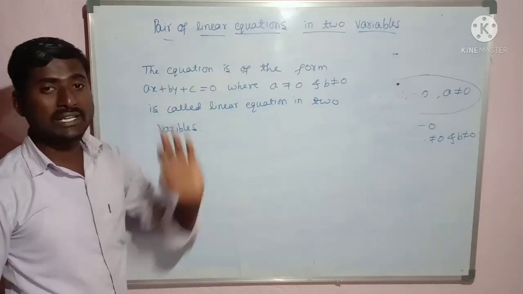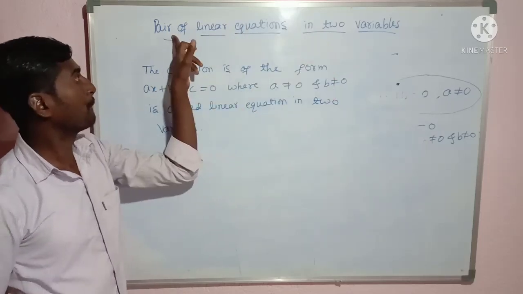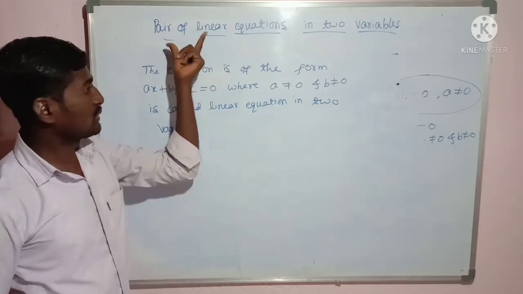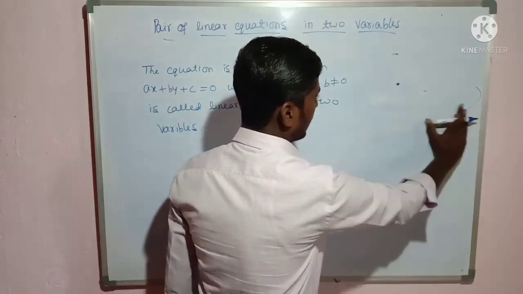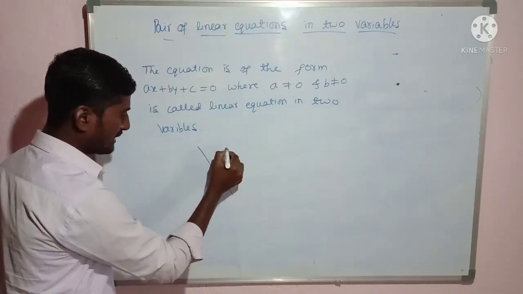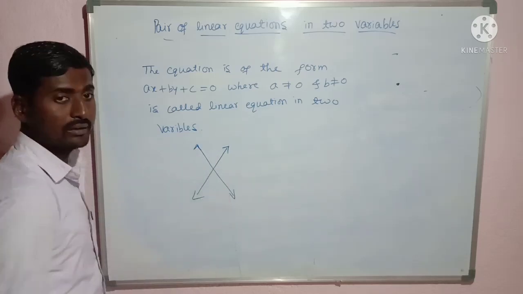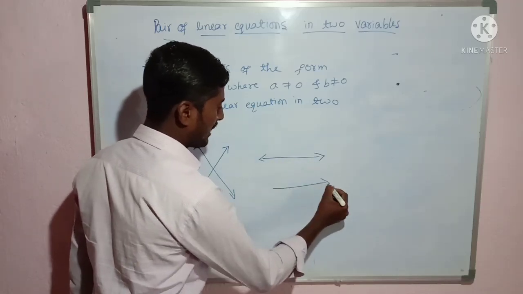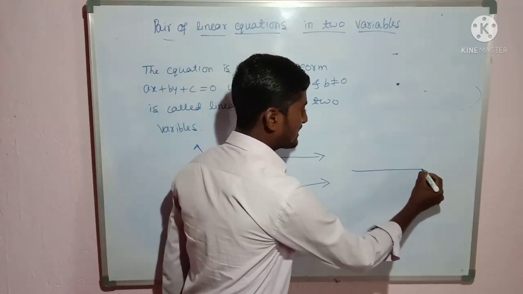so pair of linear equations. Generally I have written it as linear equations in two variables. But pair of linear equations, they said. Pair means what? Two lines. Okay. So if I draw a pair of linear equations in two variables, they must be like this. Either two lines intersect with each other, or they must be parallel to each other, or they coincide with one another.